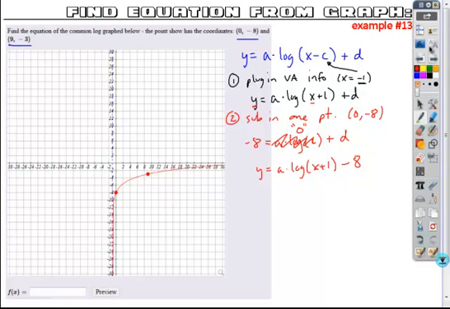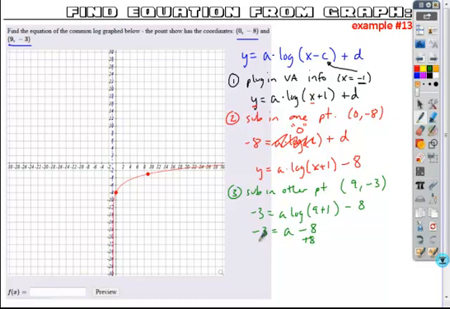The final step is to plug in my other point, which in this case is 9, -3. When I plug that in, -3 for y, my a value, my 9 plus 1. When I evaluate, 9 plus 1 is 10. Log of 10 is 1. When the base of the log and the input are the same, it has a value of 1. So this gives me -3 equals a minus 8. Add 8 to both sides, and I get a is equal to 5. Then I finally have my last piece of information, so I can write my equation: 5 times log of x plus 1, all minus 8.